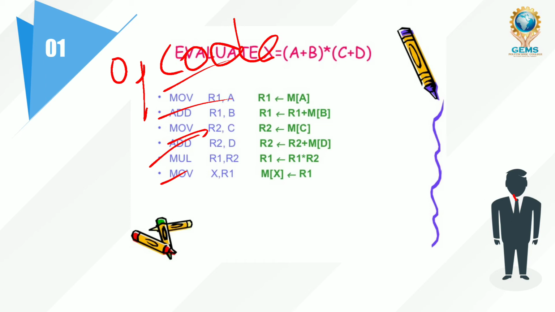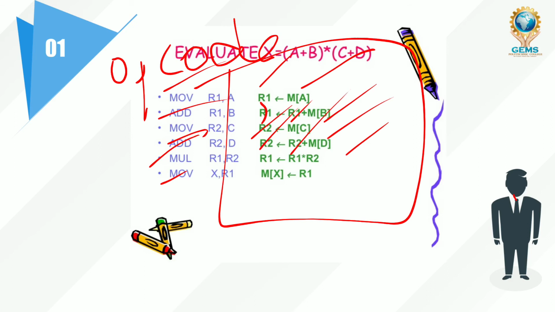Here one address is R1, MA is the second address, MB is one address, R1 is the address, again R1 already revealed. So here MC is one address, R2 is another address, MD, R2. Totally only two addresses are there, and this kind of instruction is called a two address mode instruction.